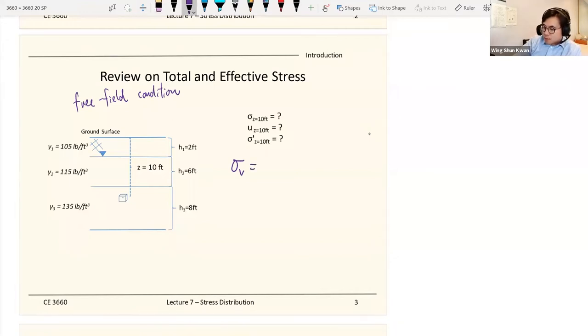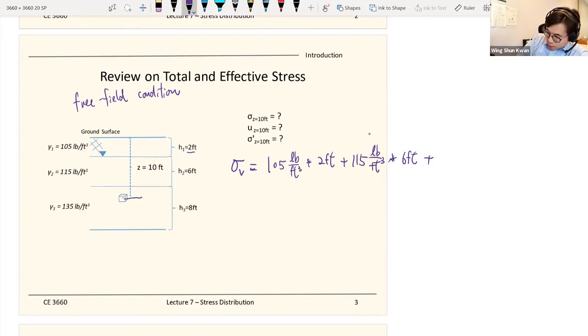So what we do is sum up all the stresses from the different soil layers. This is your first soil layer: unit weight of the soil times the thickness. The thickness is right there. Then the second layer of soil: the unit weight times the thickness of that soil layer. Now you just go up to 10 feet. So the thickness here would be 2 feet, because the whole thing is 10 feet and you have 8 feet already, so the difference is 2 feet. Then you have the third layer.